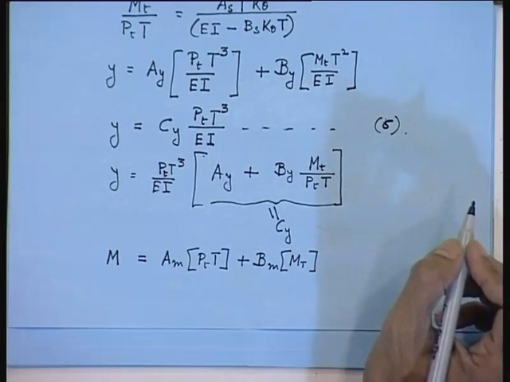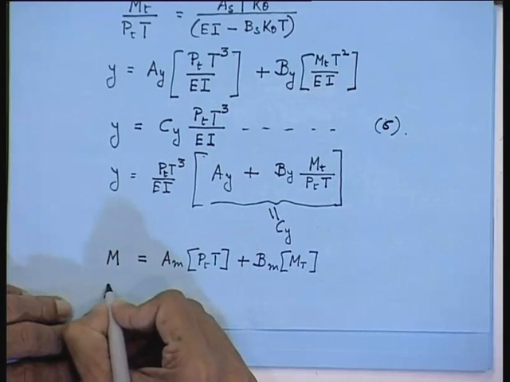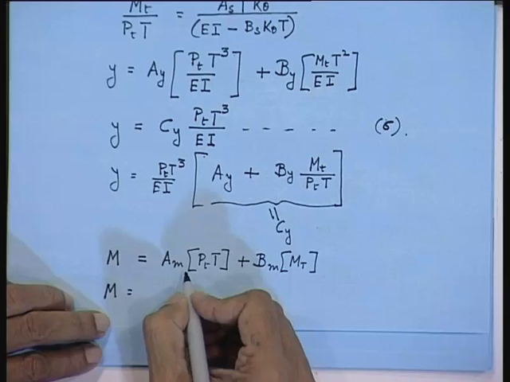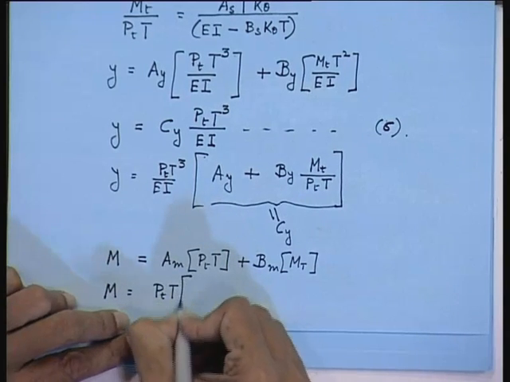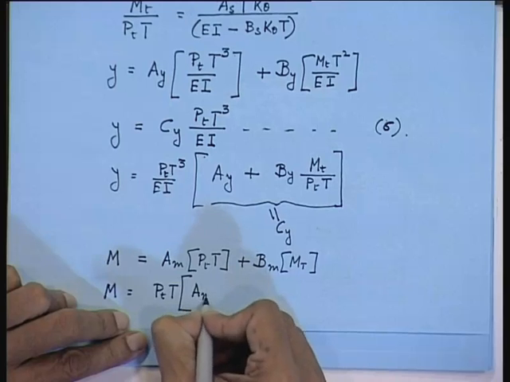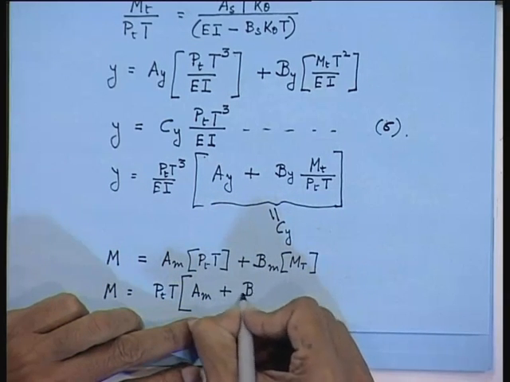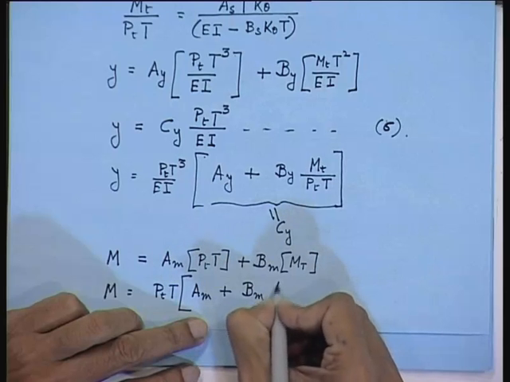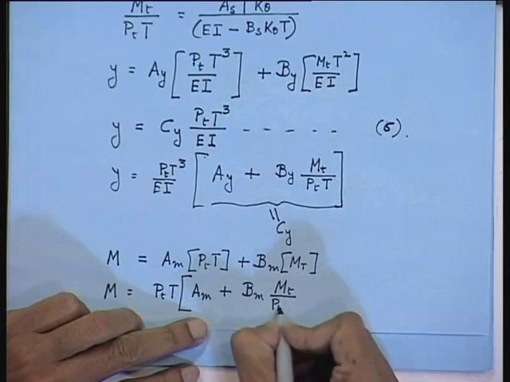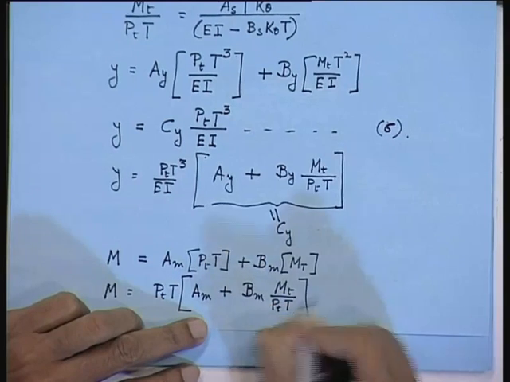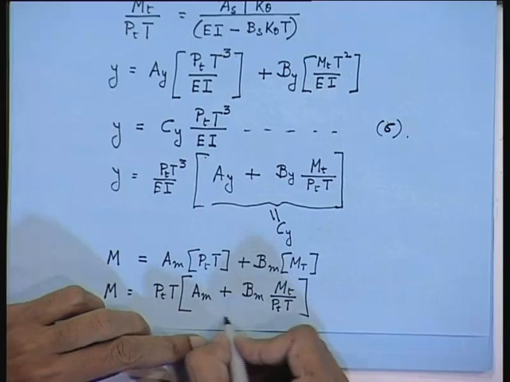So, this one is simple. So, bending moment comes out to be M. If you take this PT over T out, then inside you will get AM plus simply this BM multiplied by this MT over PT T. So, in both cases we have succeeded in bringing this term out. So, this is your CM coefficient.